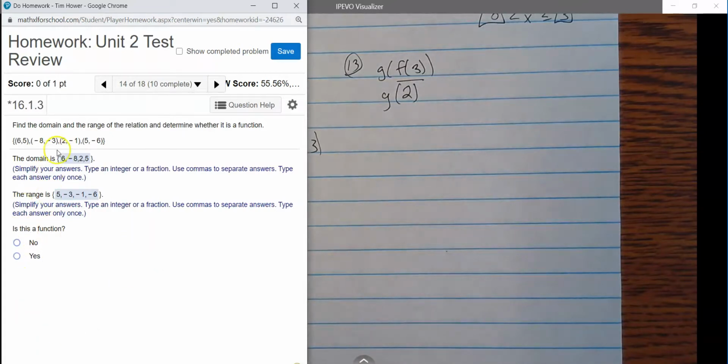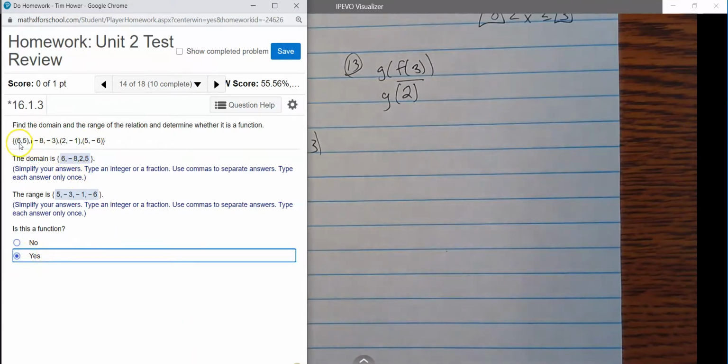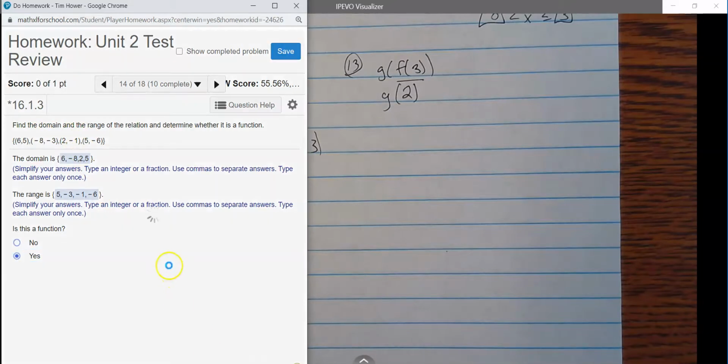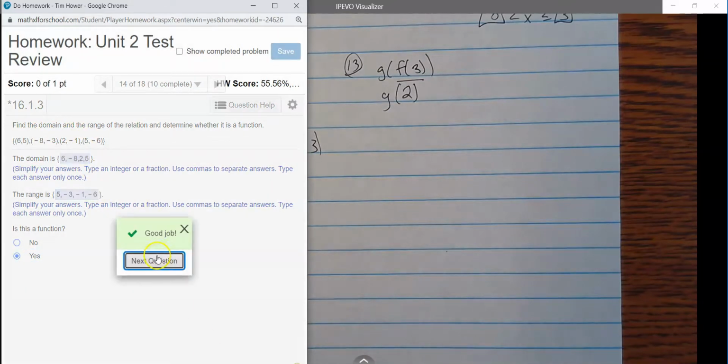Is this a function? So did 6 go to anything besides 5? Nope. Did negative 8? Nope. So all of these x's went to only one y, so this is a function. Now if one of these x's went to 2 different y's, like say 6 went to 5 and then later on 6 went to 7, well that's not good, that'd be not a function, but this one was a function because every x had only one y.